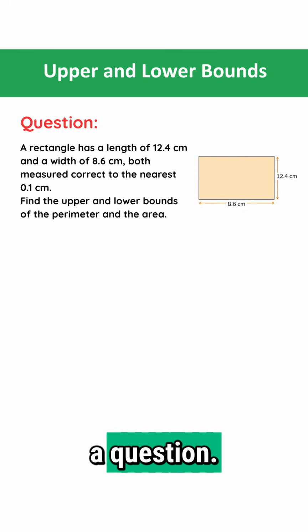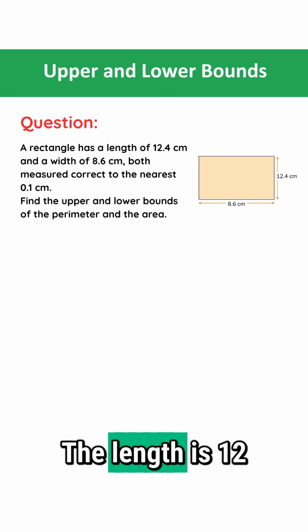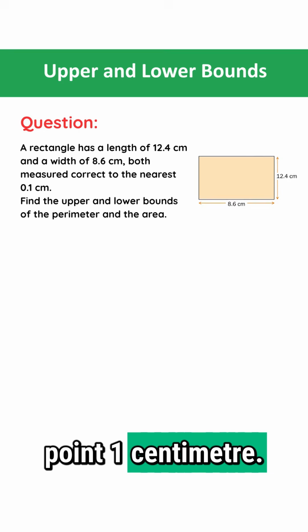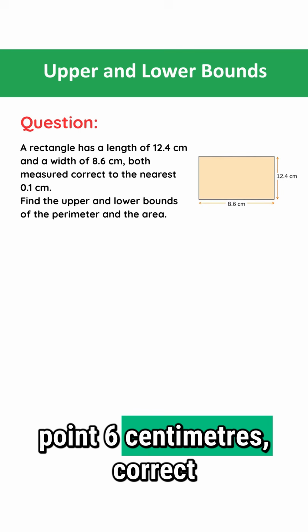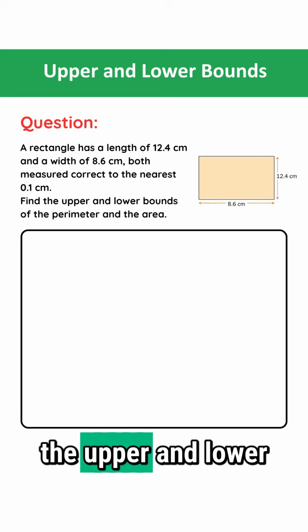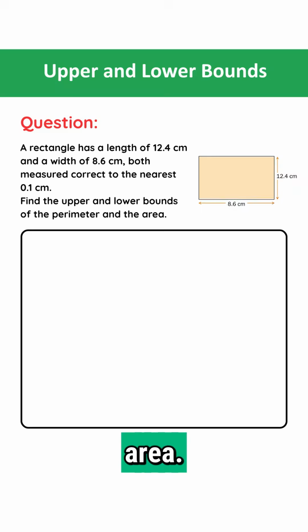Now let's look at a question. We are given a rectangle. The length is 12.4 centimeters, correct to the nearest 0.1 centimeter. The width is 8.6 centimeters, correct to the nearest 0.1 centimeter. We need to find the upper and lower bounds of perimeter and area.